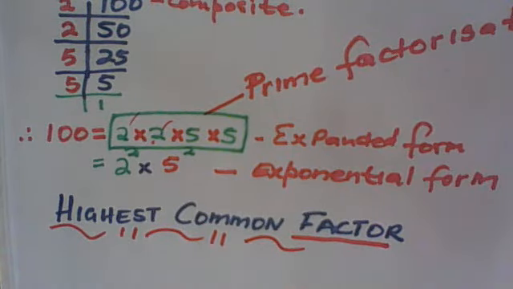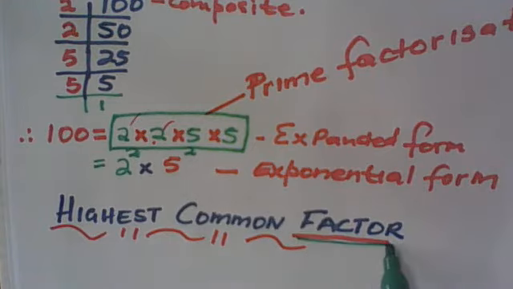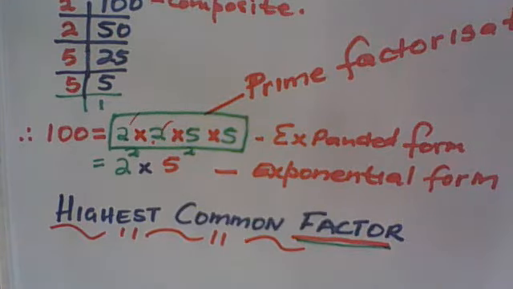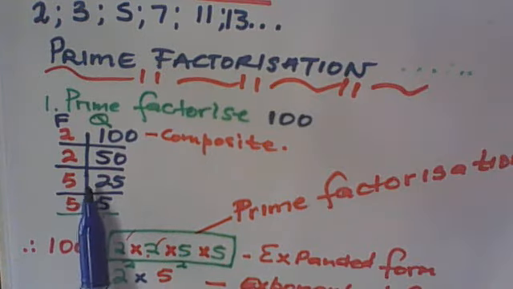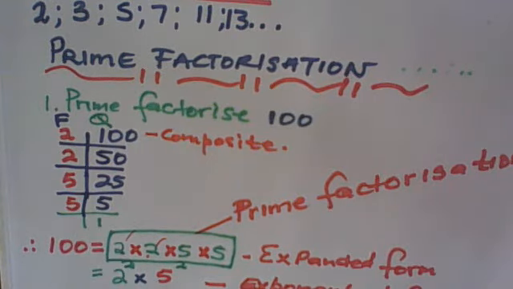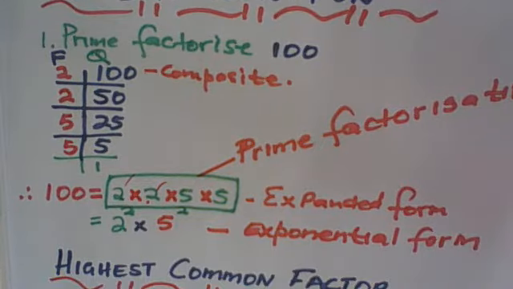Yes, let us find a highest common factor. We have the highest as well as the lowest common factor. Now, let us do this. Let us first prime factorize. I'm going to show you how to do that using a calculator. Let us use a calculator.